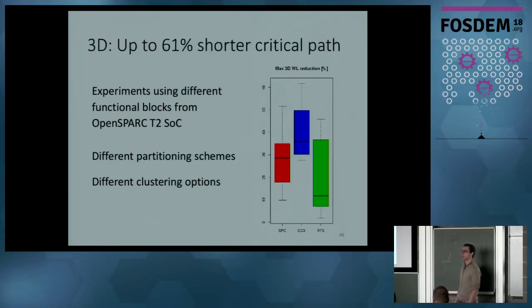One other gain we can have, on top of having the shorter total wire length, is having a shorter critical path. That is important for the performance gain. And again, you can see that the crossbar will gain more than the others, up to 61%, but more than, let's say, 35% on average. Okay.